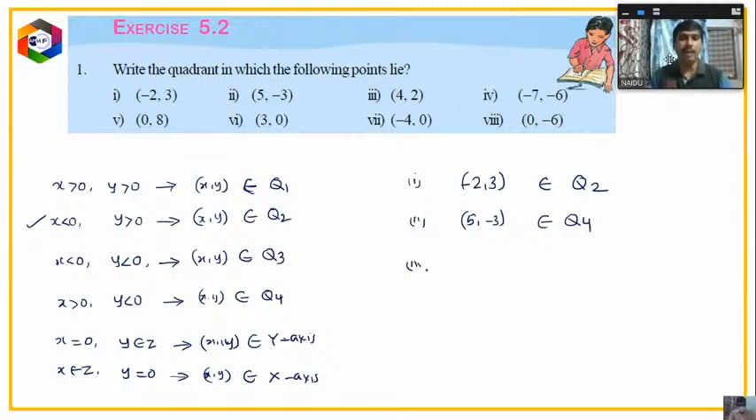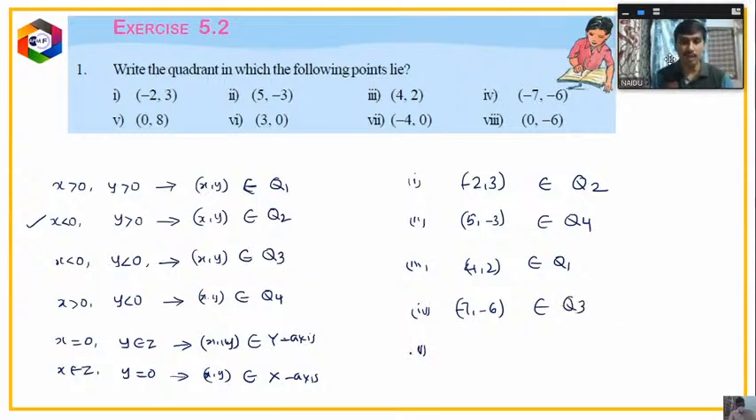And the third point will be 4 comma 2. Here both x and y are positive. Yes, children, you are giving the answers and you are writing the quadrants. Very nice, well done. But you have to mention the point and better write the quadrant, then it will give more clarity. So 4 comma 2 belongs to Q1, and the fourth point, that is -7 comma -6, since both x is negative and y is also negative, belongs to Q3.